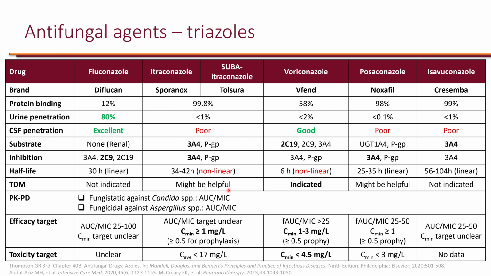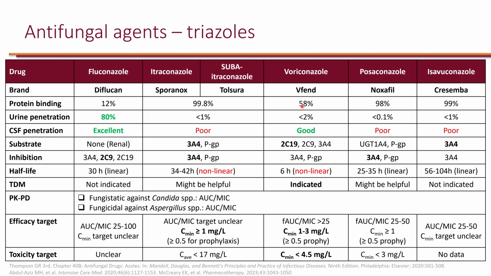Now let's take a look at PK/PD of triazoles. Fluconazole, one of the oldest triazoles, is the only triazole with excellent urine penetration. So anytime you have candiduria, fluconazole is the agent of choice for urinary infections. Because of its low protein binding, it also has excellent CSF penetration. In fact, when you look at all of the triazoles, most of them have high protein binding. Fluconazole has the lowest, so it has excellent CSF penetration.